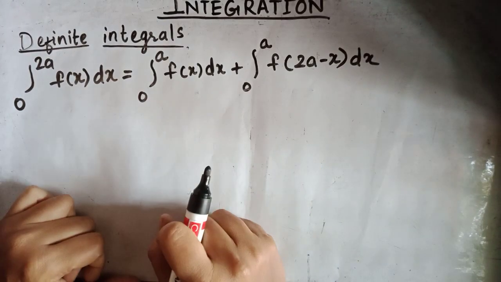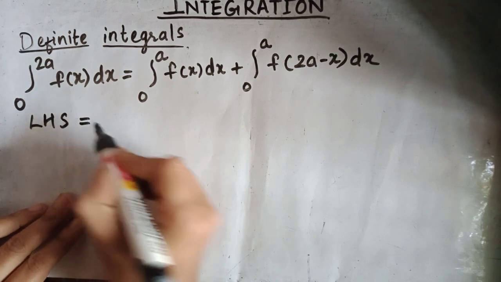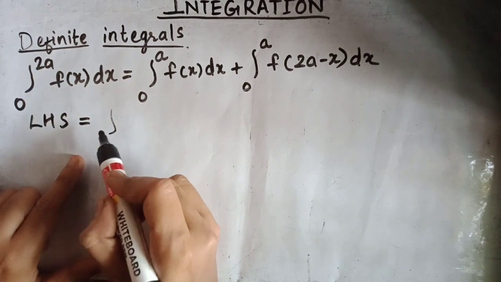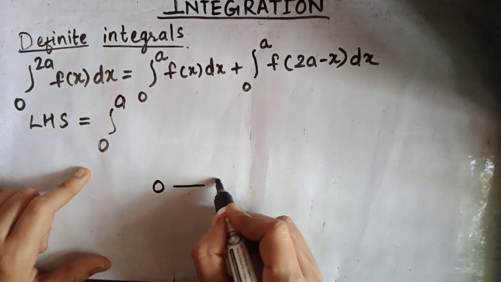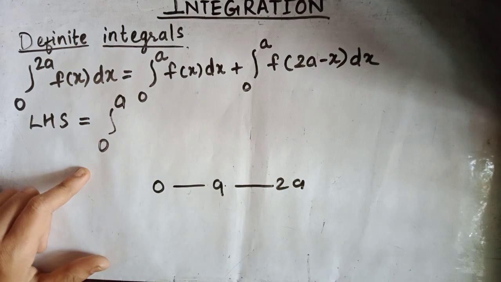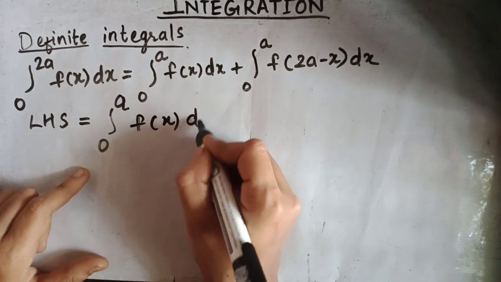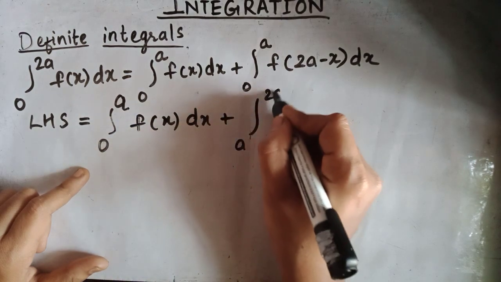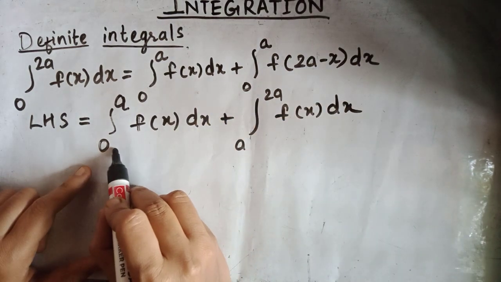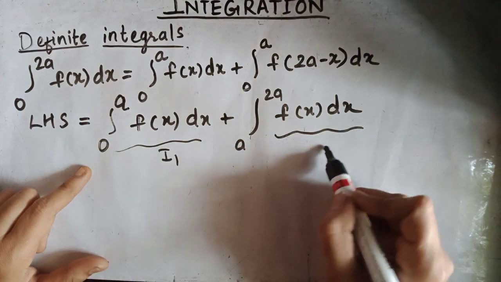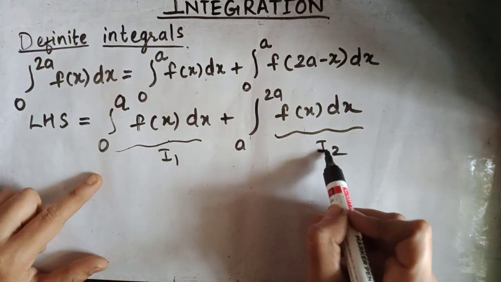Let's prove this property. Okay, so start with your LHS. So this is from 0 to 2a. So you can split the limit. Okay, 0 to a I can go, and a to 2a I can go. Okay, so I am splitting the limit. So 0 to a f(x) dx plus a to 2a f(x) dx. Okay, now you can label this integral as I1 and this integral as I2. Okay, so this we got. We have to solve this I2.